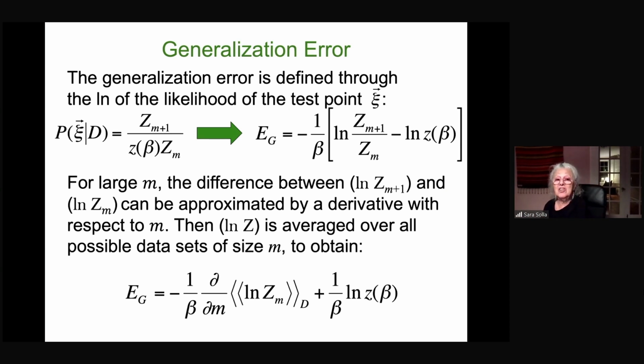Now, if m is very large, the difference between log of Cm plus 1 and log Cm, I can think of them as a continuous variable, so that I can define the log of Cm plus 1 minus the log of Cm as a derivative with respect to m of the log of Cm. So again, I have the log of Cm, which was my free energy, averaged over all the ways in which I could have taken a data set of size m to make it not depend on the details of the training set. I have the factor of 1 over beta, and I have an extra factor, plus 1 over beta: this minus and this minus give me a plus 1 over beta, the logarithm of the scaling factor.